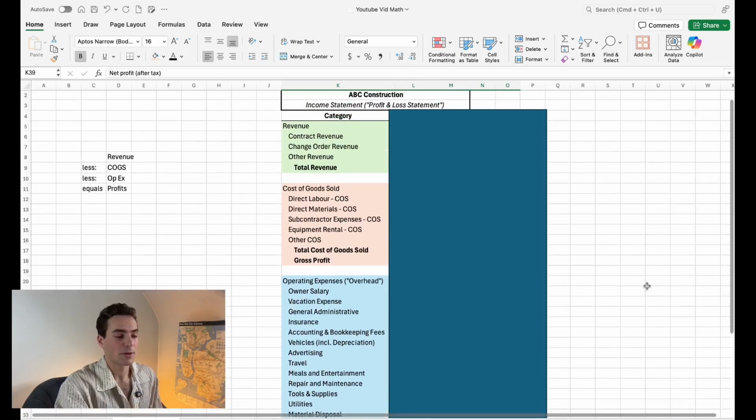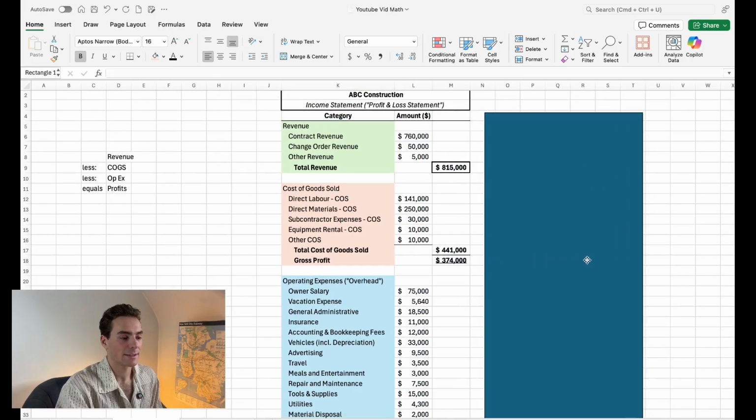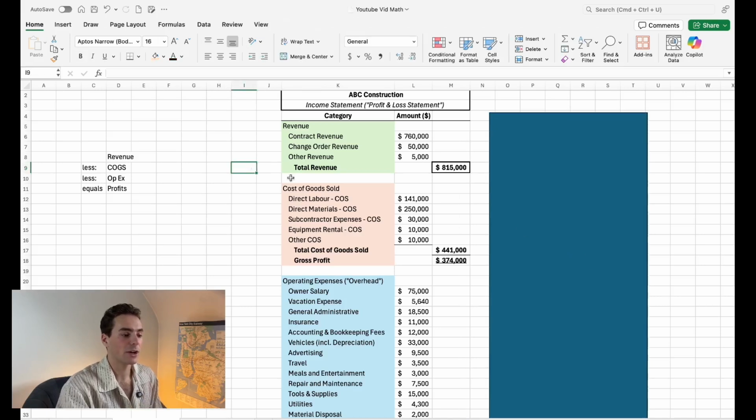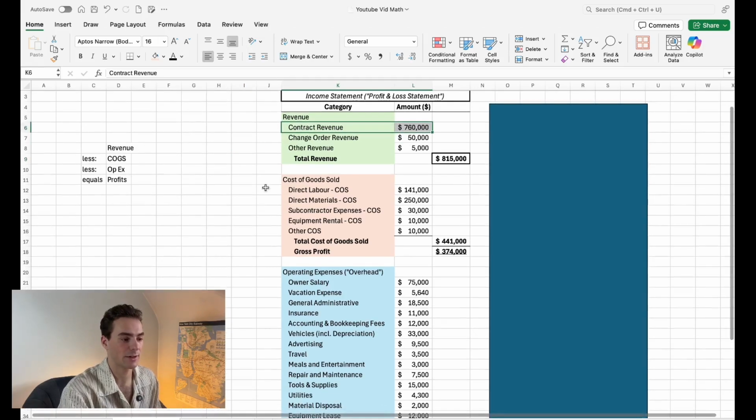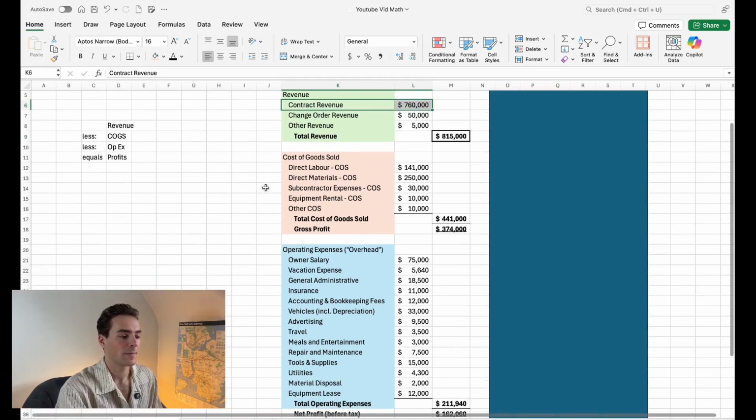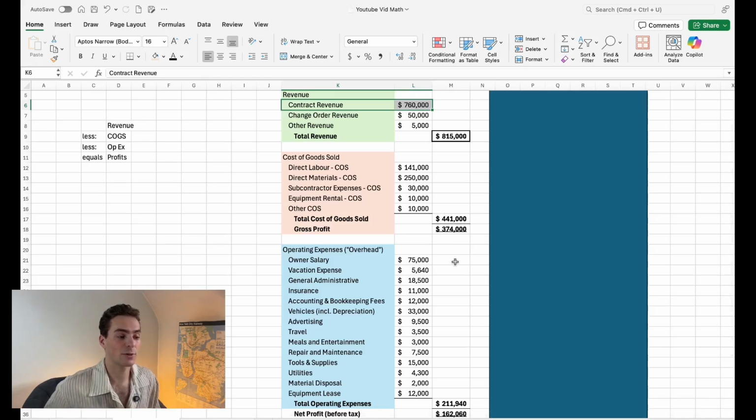So now let's put some numbers on it here just to give it some more context. This company here, you can see that they made 815 grand in total revenue, and most of it comes from their contract revenue. They get a little bit of change order revenue, but just providing their meat and potato services, that's what gives them their 815 grand. Now you have cost of goods sold that racks up to 441 grand. You can see that the main driver here is materials, second is labor, and then you have a couple other smaller ones. If you bring subcontractors to the site, you rent your equipment, etc.